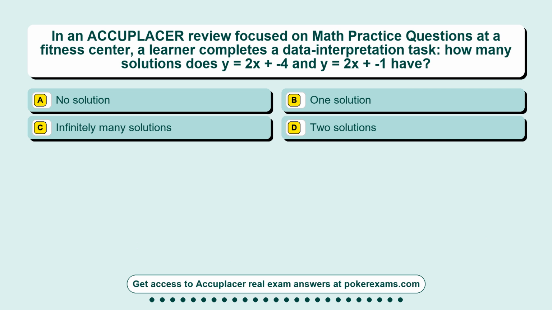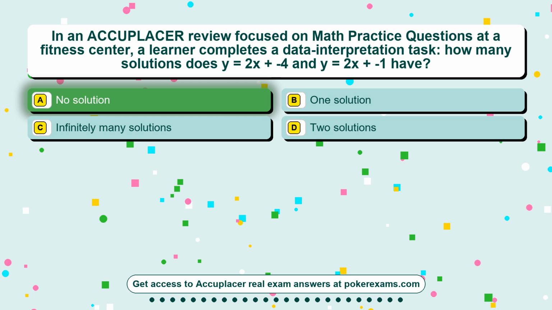Question 16. In an Accuplacer review focused on math practice questions at a fitness center, a learner completes a data-interpretation task. How many solutions do y equals 2x plus -4 and y equals 2x plus -1 have? Option A, no solution. Option B, one solution. Option C, infinitely many solutions. Option D, two solutions. The correct answer is option A, no solution.